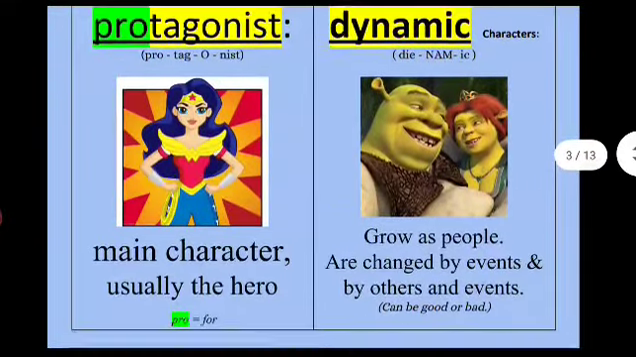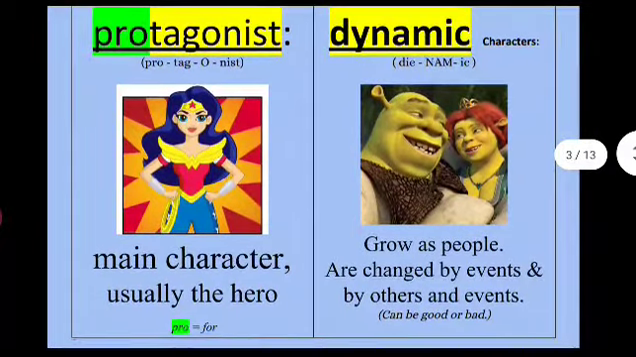Now we're going to go back down to dynamic. So dynamic is the opposite of static. Dynamic characters, they do change. They do grow as people. And the way characters in books and movies change is they are changed by events, they are changed by other characters. So these characters are the ones that come across their conflicts and struggles, they meet other people, and through that they grow in some way and become better as a person by the end.